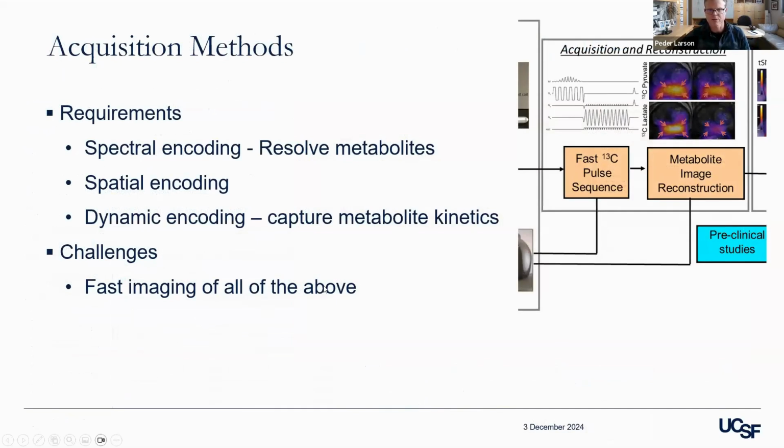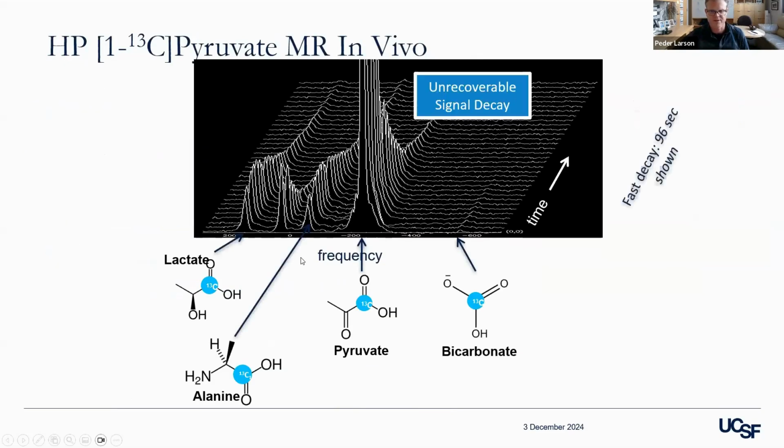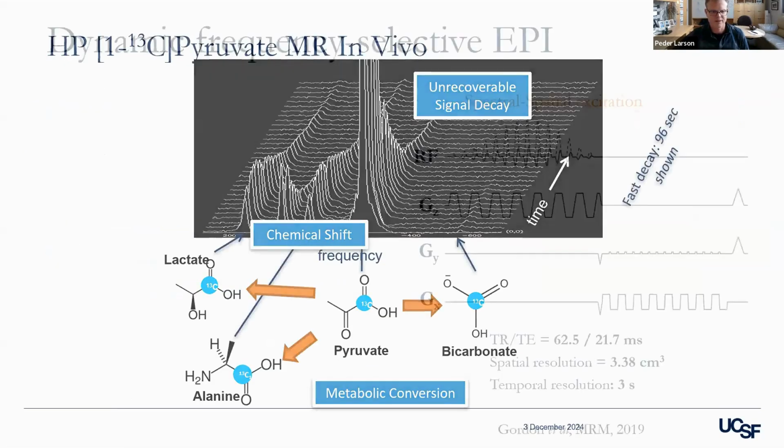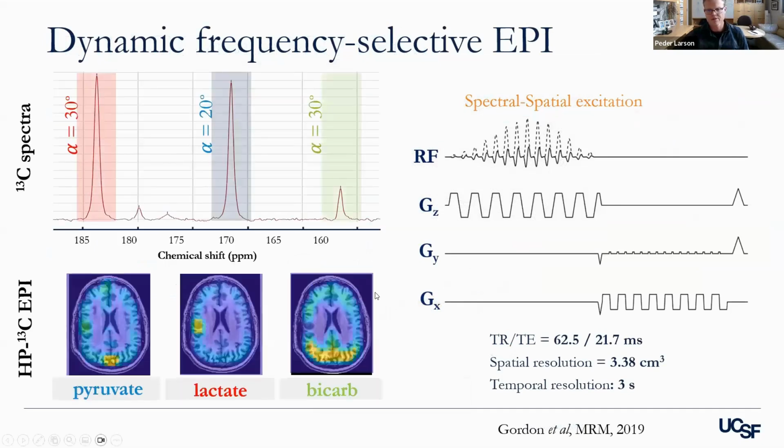But I'll talk about sequences and the acquisition a little bit here. So different resonance frequencies, fast decay, chemical shift, lots of stuff to worry about. And this is our preferred method, frequency selective echoplanar imaging with spectral spatial excitation.